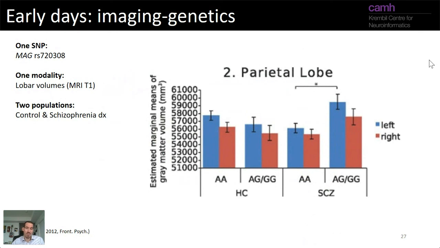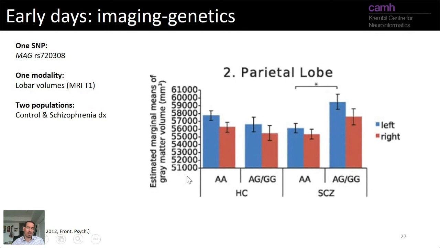Let's see if it's associated with the volume of brain tissue. And because we know brain tissue volume is associated with risk for schizophrenia, maybe there's something we can learn about the mechanism of how the SNP functions. And we found an interaction. We found that the individuals with one copy of the G allele at this SNP had a higher left parietal volume if they had schizophrenia versus if they were in the healthy control group.